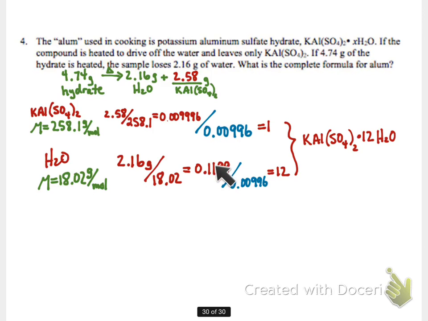Look at both these numbers, divide by whichever one is smaller, 0.00996, and you get a 1 and a 12. So the formula is KAl(SO4)2 complexed with 12H2O. The Greek prefix for 12 is dodeca. So that's going to be potassium aluminum sulfate dodecahydrate. We don't usually go past 10, but that's the prefix for 12.